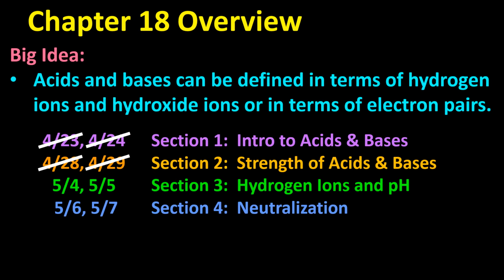The big idea for Chapter 18 is that acids and bases can be defined in terms of hydrogen ions and hydroxide ions, or in terms of electron pairs. As you can see, we've finished Section 1 and Section 2, and we're starting Section 3 today. So the plan for the week is to get through Section 3 and Section 4, and then be finished.